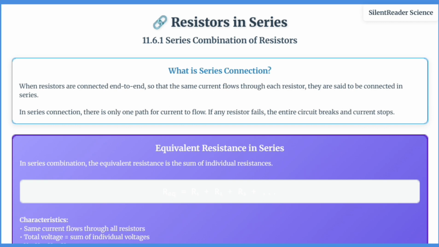So Req equals R1 plus R2 plus R3 and so on. The characteristics of series connection are: the same current flows through all resistors, the total voltage equals the sum of individual voltages across each resistor, and the equivalent resistance is larger than any individual resistance.